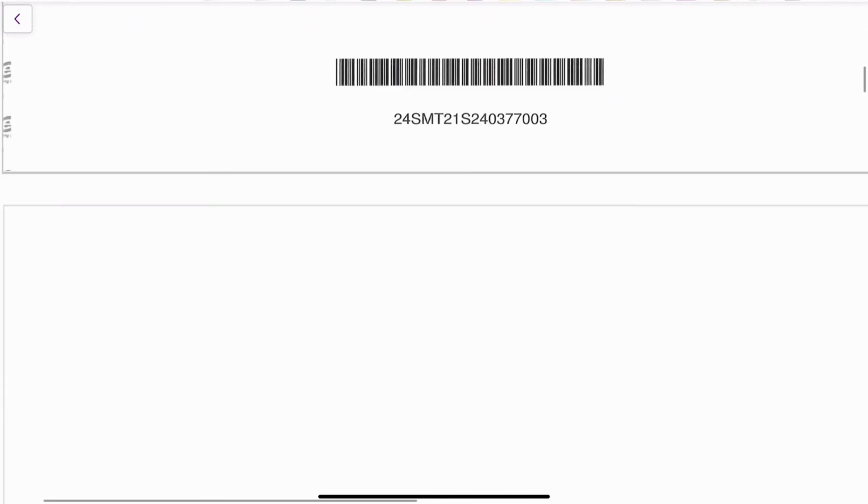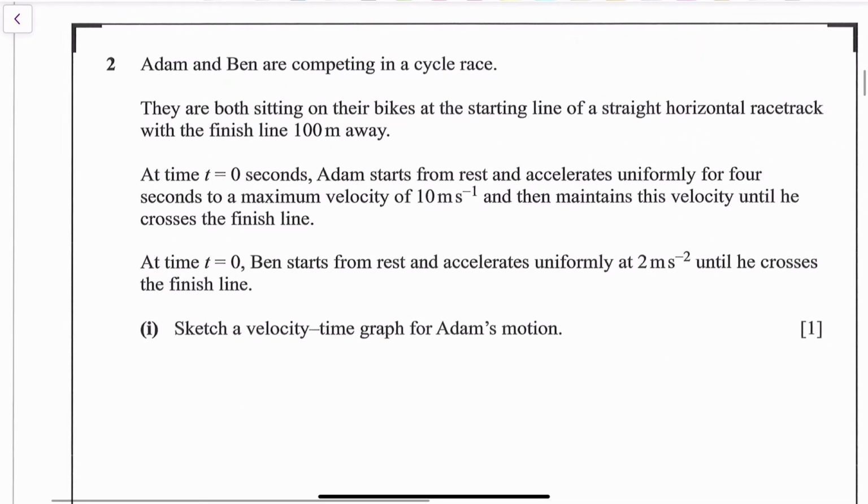Next question. This question says, Adam and Ben are competing in a cycle race. They're both sitting on their bikes at the starting line of a horizontal racetrack with the finish line 100 meters away. At time t equals 0, Adam starts from rest and accelerates uniformly for 4 seconds to a maximum velocity of 10. Then he maintains his velocity until he crosses the finish line. At time t equals 0, Ben starts from rest and accelerates uniformly at 2 meters per second squared until he crosses the line. Sketch the velocity-time graph for Adam.